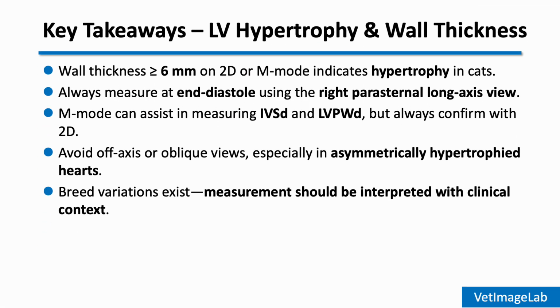Now let's wrap up part 1 with some key takeaways. In cats, wall thickness greater than or equal to 6 mm measured at end diastole is the most accepted cutoff for diagnosing left ventricular hypertrophy. M-mode can help quantify wall thickness, but it should always be supported by 2D imaging. Be careful with off-axis images that may falsely suggest hypertrophy, especially in cats with asymmetric thickening. Also, remember that normal wall thickness can vary by breed and body size.